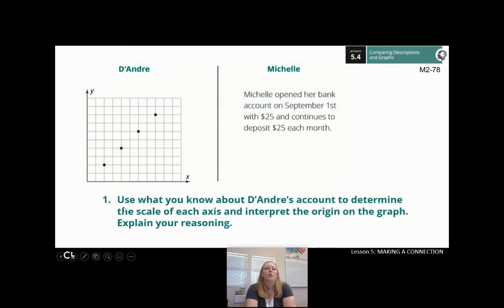Great. So use what you know about DeAndre's account to determine the scale of each axis and interpret the origin on the graph. Explain your reasoning. So go ahead and hit pause. Label your x-axis, label your y-axis. What are the numbers? What are the units? All that stuff. And explain to me what the origin is down here for DeAndre's graph. Go ahead and hit pause to work that out. Hit play when you're ready to check your work.